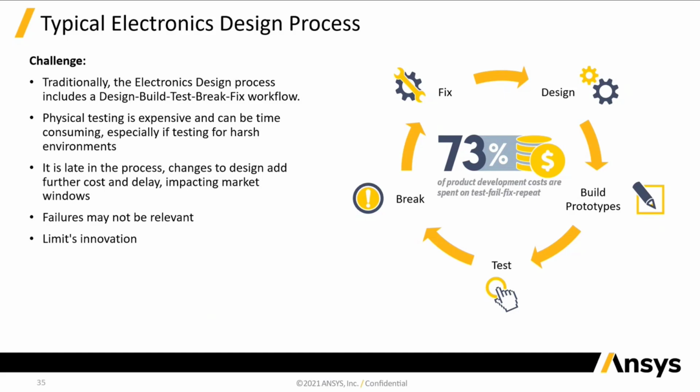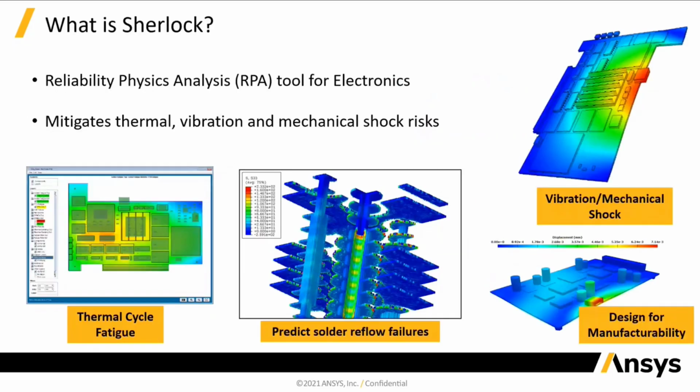And so what we really need to do is try and reduce that aspect of it and bring back the time that would be lost from that by looking at the reliability of the design early in the design phase itself. And this is where ANSYS Sherlock comes in. So as I mentioned earlier, Sherlock actually uses physics equations and materials knowledge to provide a reliability analysis of the design before you get to the prototype stage.